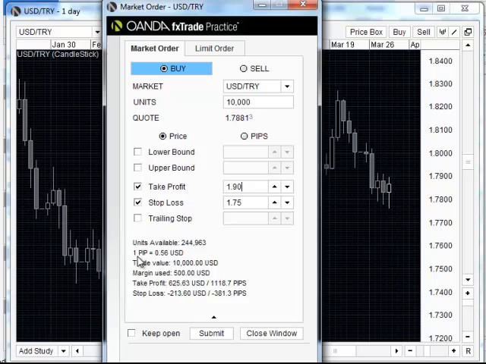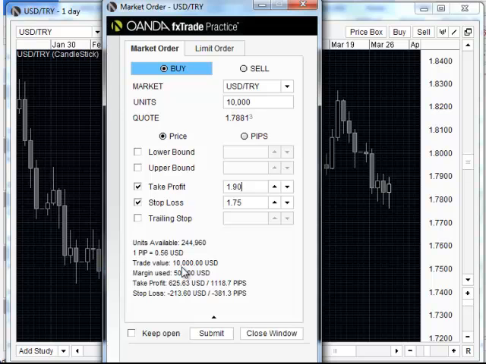So here you see how much one pip is worth in dollars. The value of the pip will depend on the currency pair that you're trading and how many units you're buying. In this case, one pip is worth 56 cents. And here you see the trade value, because you're buying 10,000 units, that's the trade value.